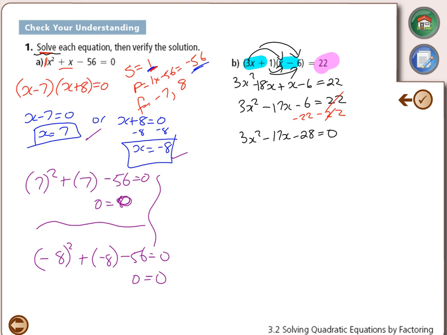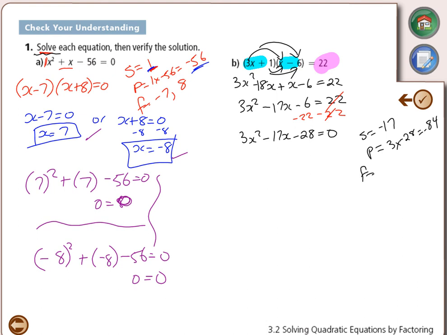Now we're going to factor again. Yay! Sum is equal to negative 17. Again, where did I get that from? Middle term. Product is equal to the first term times the last term. Don't forget about that. We got 3 times negative 28, which equals negative 84. Should have first of all looked, was there a GCF between 3, 17, 28? No, there's not. So I can't take it down lower.